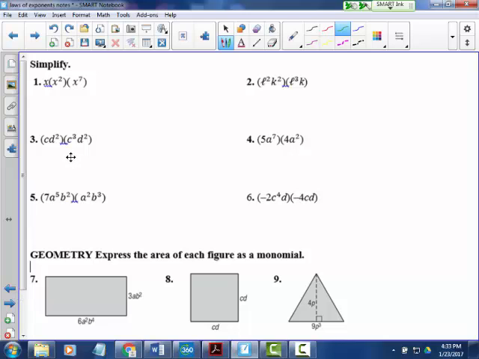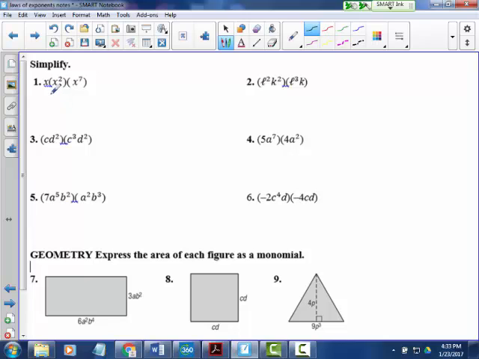All right, so here we have, it tells us to simplify, and I look and see that it's got parentheses, letters. I don't see any other symbols, but parentheses tell me this means multiplication. Okay, so on these first 6, I am multiplying the terms together, and my answer should be a single monomial, right? One term.